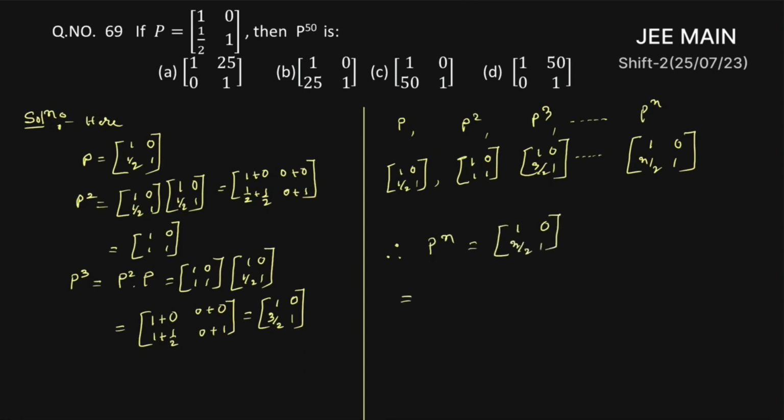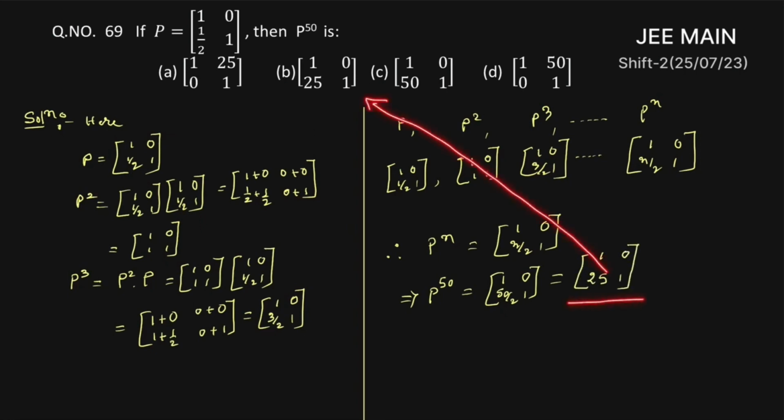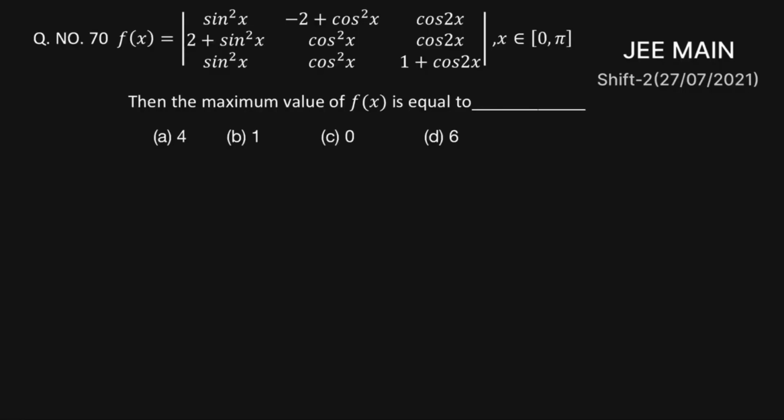This implies that we are able to write p to power 50 equal to [1, 0; 50 by 2, 1], which is equal to [1, 0; 25, 1]. This is our answer. So the correct option is option number B.